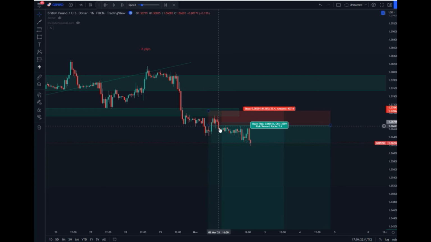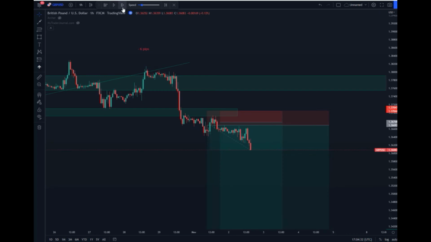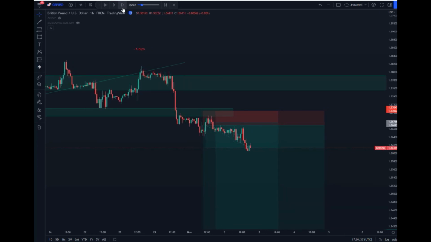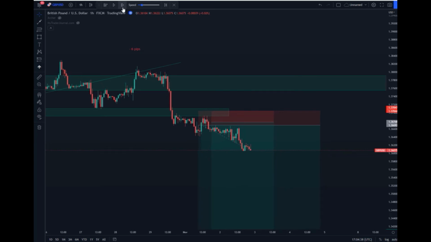We have engulfing. This is the entry for anyone who missed. This is another evening star. This is the entry for anyone who missed. But we're already in this trade and we're trailing our profits. Okay? So let's just keep going. I'm just gonna move this a bit faster.